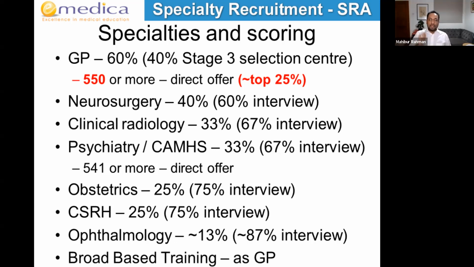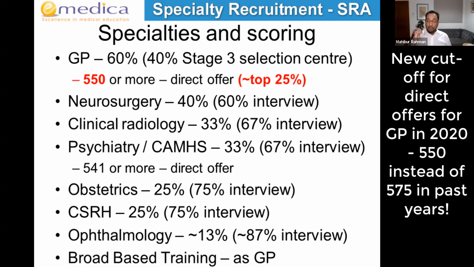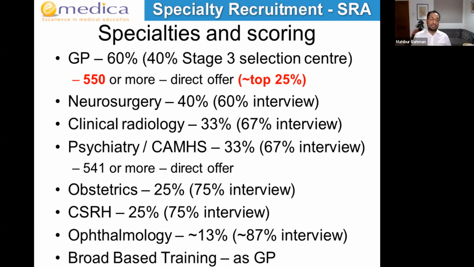Now in GP, if you can be one of the top 10% in the country, which equates to a standardized score of about 550 or more, don't worry about what that means. Essentially, you're in the top 25%. I'll explain the scoring a bit later. But in GP, it's possible to get a direct offer. You can skip the selection center stage. If you do really well, you get a direct offer. What that means is it will increase your chance of getting your first choice, okay?